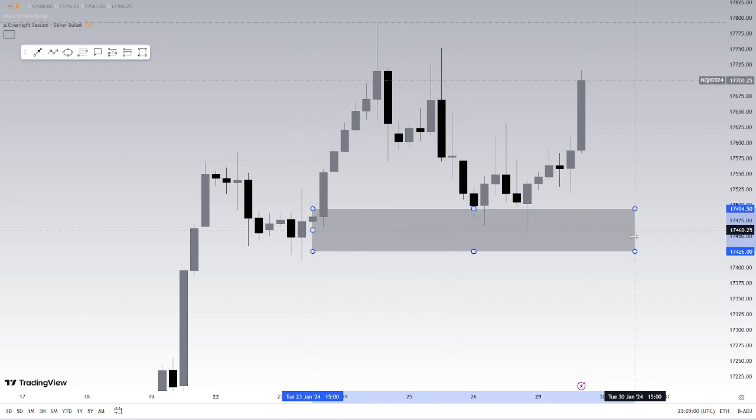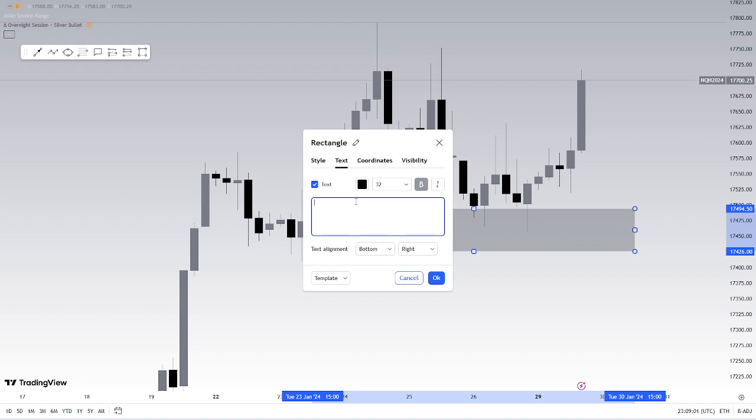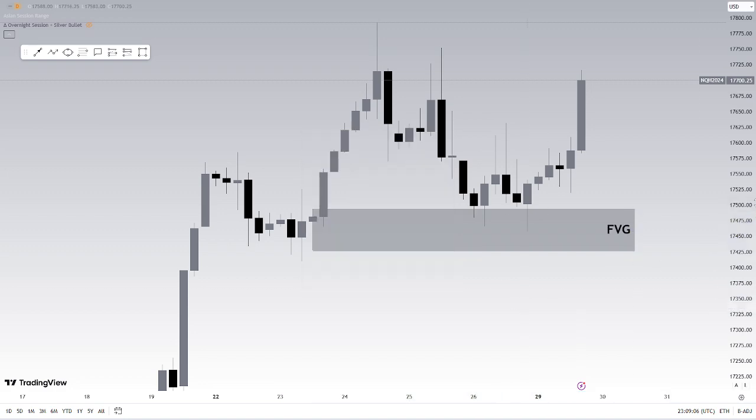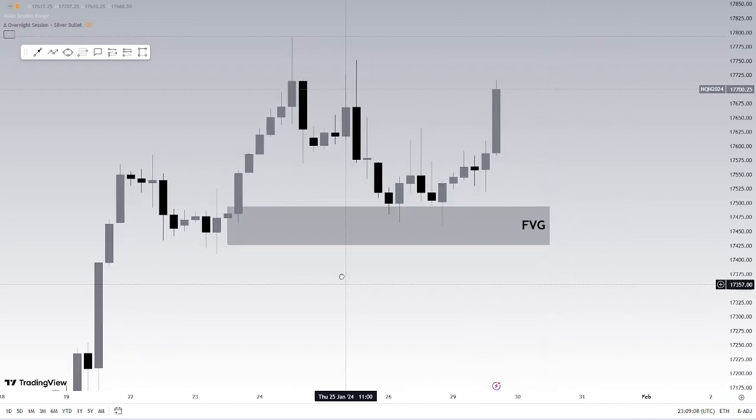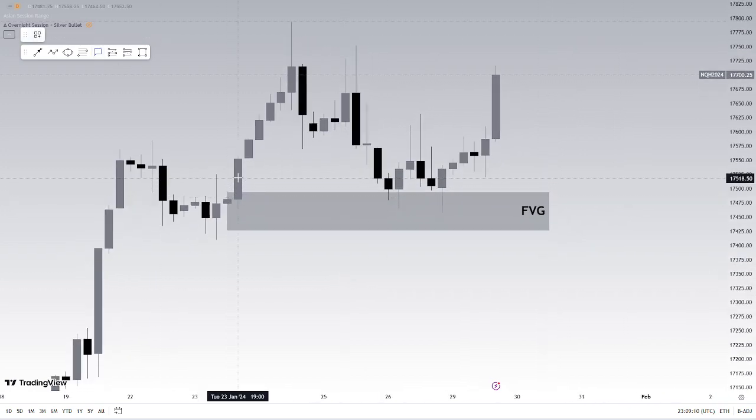So as ICT traders, what do you want to look out for? You want to look out for two things, right? You want to look out for inefficiencies in price and liquidity. And we have that over here in the form of an inefficiency in price. So this here is our fair value gap.